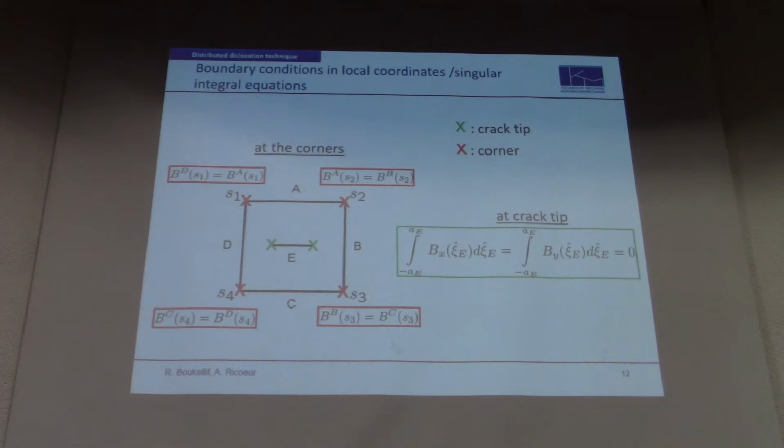Other boundary conditions are at the corner. So the dislocation density at the corner of, for example, the boundary A at this point is equal to the dislocation density at the same point of the boundary B. And it is the same here at this point and at this point and at this point. Another boundary condition is that the displacement jump at the crack tip is equal to 0, and we get then our integral equation.